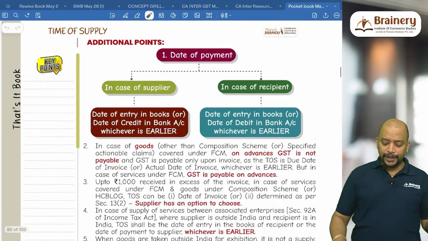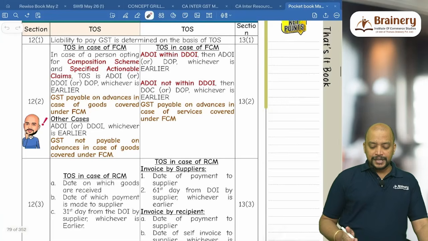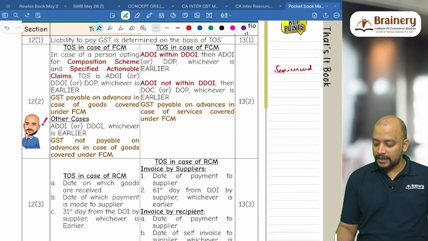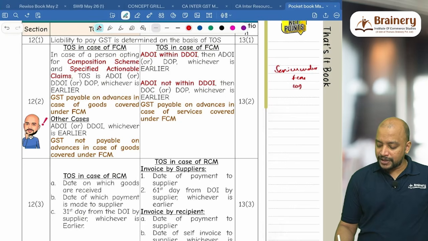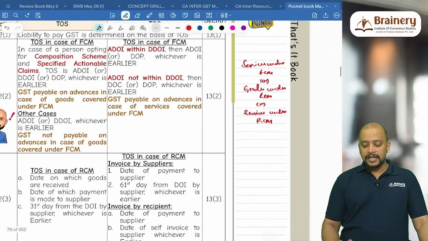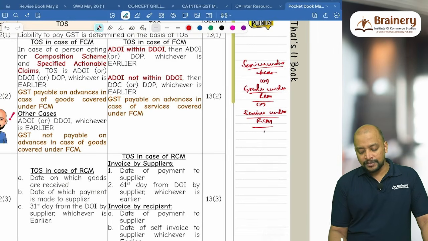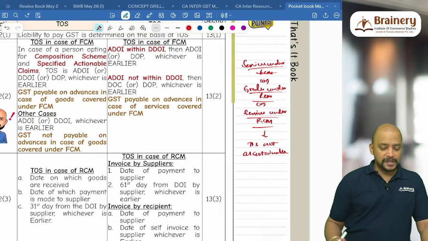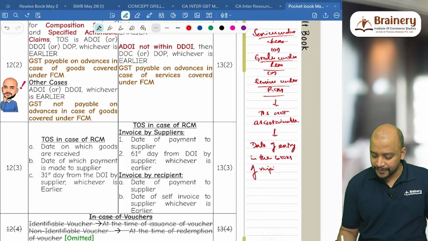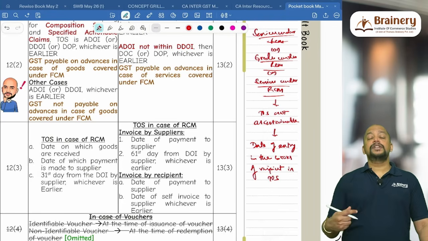Now, in this regard, one important point is there. In case of services under FCM, or in case of goods under RCM, or in case of services under RCM, these three places, if the time of supply is not ascertainable as per the provisions, then we need to take the date of entry in the books of the recipient as the time of supply.